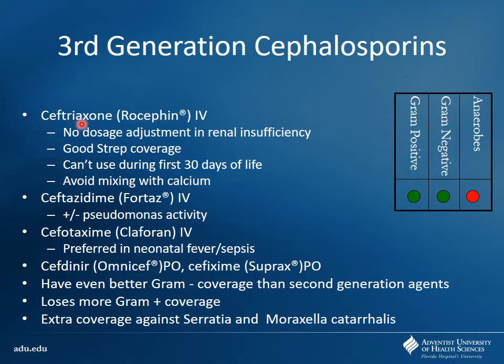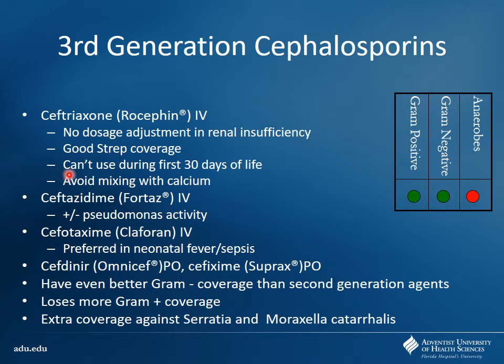The one exception to this is going to be ceftriaxone or Rocephin. Because it primarily goes through the liver for metabolism, you don't have to worry about changing for renal function, which is great. Has really good strep coverage. I see this used for a lot of upper respiratory tract infections for patients who cannot tolerate oral medications, which is good.